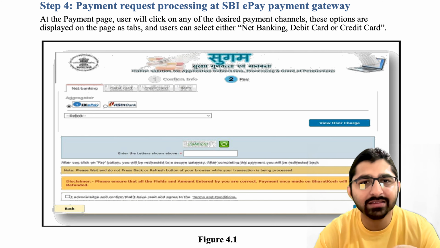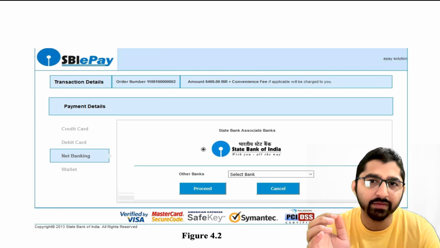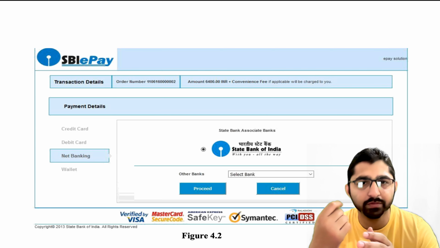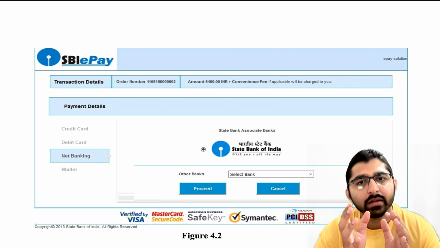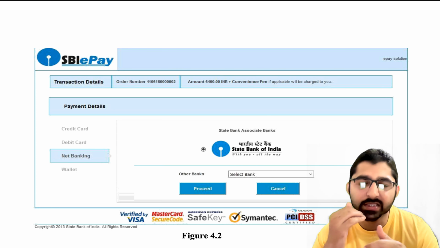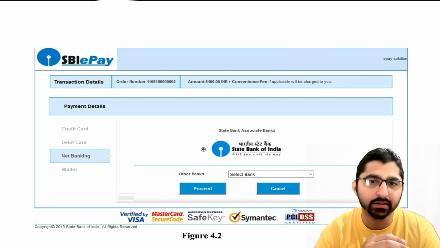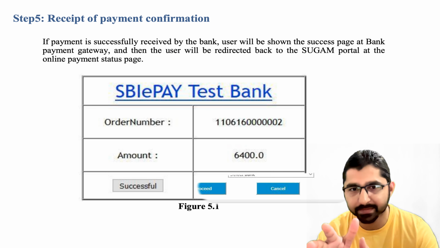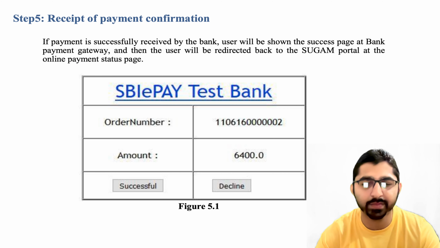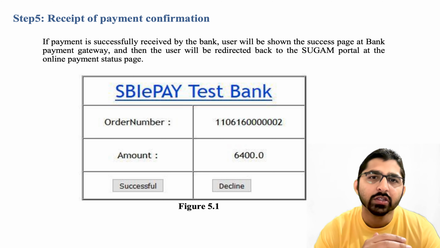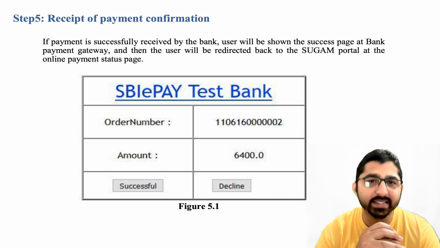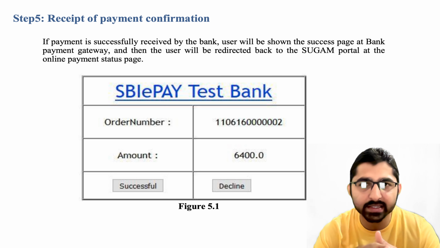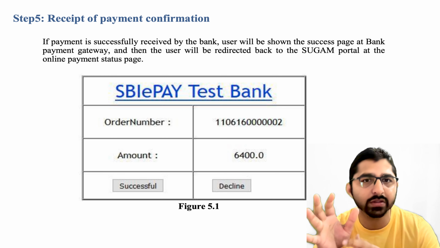The moment you click the pay button, right, it will take you to another page where you need to put the values, like how much amount you need to pay. For me it's 500 rupees, so I'm going to select the 500 rupees. The moment you pay the amount, the receipt of the payment confirmation will be generated. So it will be like this: SBI ePay test bank, the order number and the amount part, right? So once you pay the amount, where are you going to see whether the amount has been paid successfully? Now you need to track your payment status in the online payment status option in the Sugam portal.